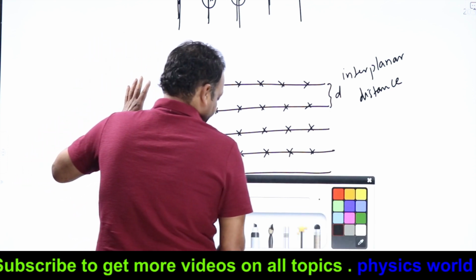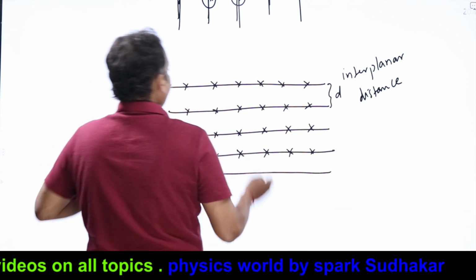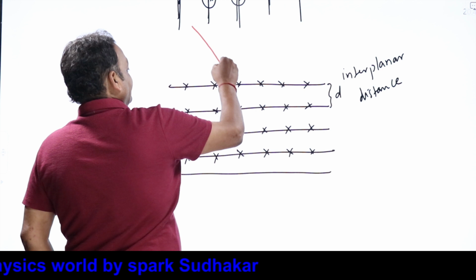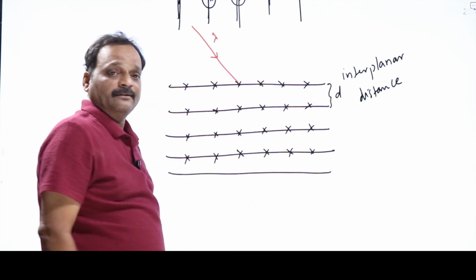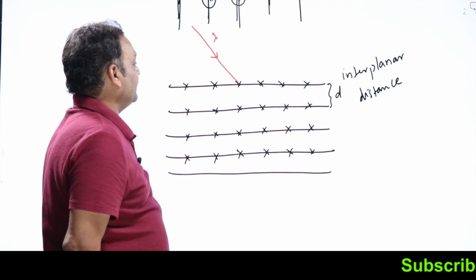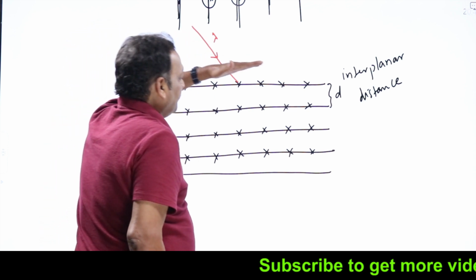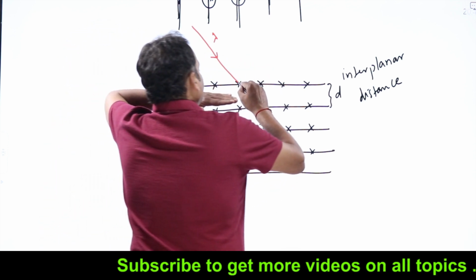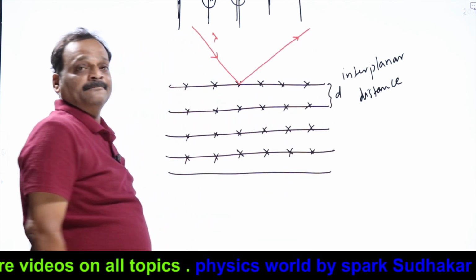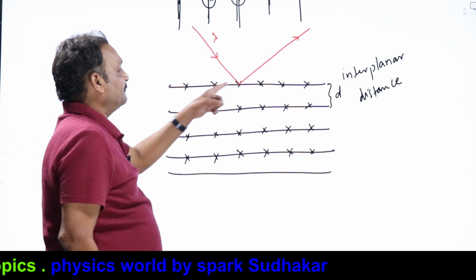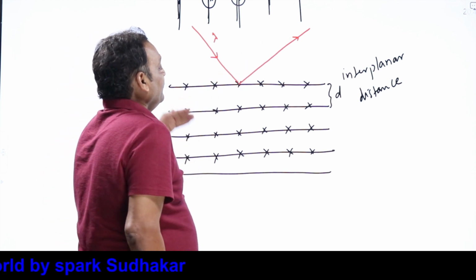We will send a monochromatic X-ray beam of wavelength lambda like this, a single wavelength. The X-ray beam of wavelength lambda comes and falls on this atomic plane and gets diffracted or reflected, whatever you call it, like this.